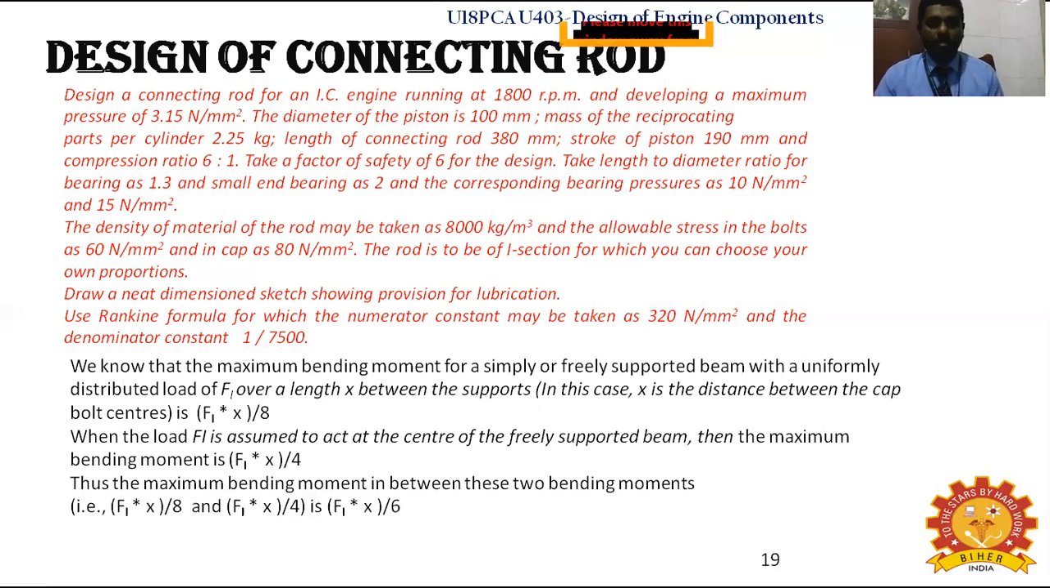So we have to take an average of this. The maximum bending moment lies in between these two bending moments, Fix by 8 as well as Fix by 4. The average we are going to take is Fix divided by 6. This is what we have to consider as the bending moment for the case of a connecting rod.